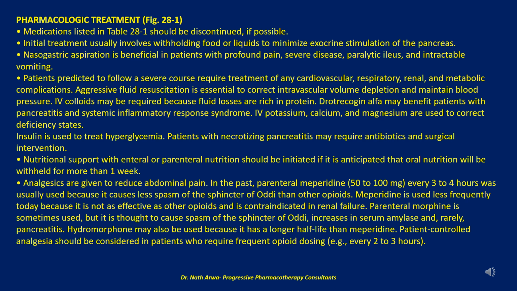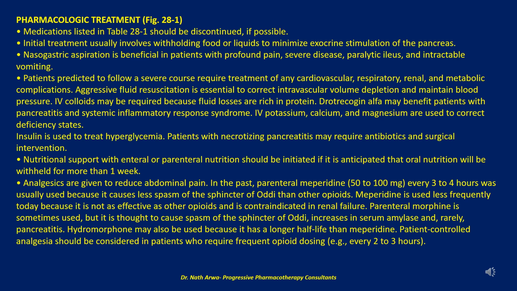5. Nutritional support with enteral or parenteral nutrition should be initiated if it is anticipated that oral nutrition will be withheld for more than 1 week. 6. Analgesics are given to reduce abdominal pain. In the past, parenteral meperidine, dosed at 50 to 100 mg every 3 to 4 hours, was usually used because it causes less spasm of the sphincter of Oddi than other opioids.